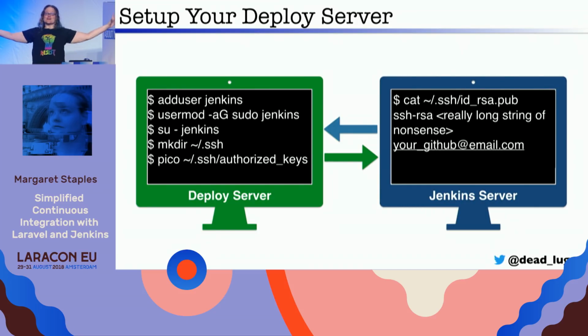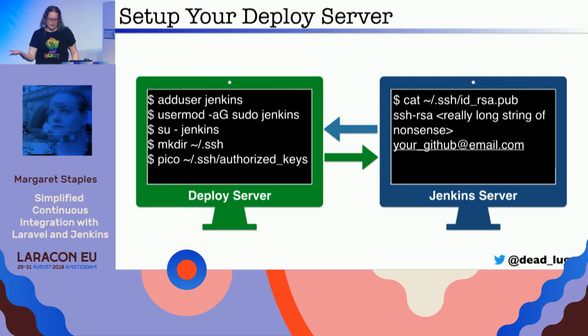All right, so now we have 2 servers. We have our Jenkins server and we have our deploy server. And we're going to need to build that relationship. So we're going to add a user named Jenkins on our deploy server. Remember, we already have a Jenkins user on our Jenkins server. This is going to be its buddy. That's where they're going to hit. So we're going to add a Jenkins user to our deploy server.